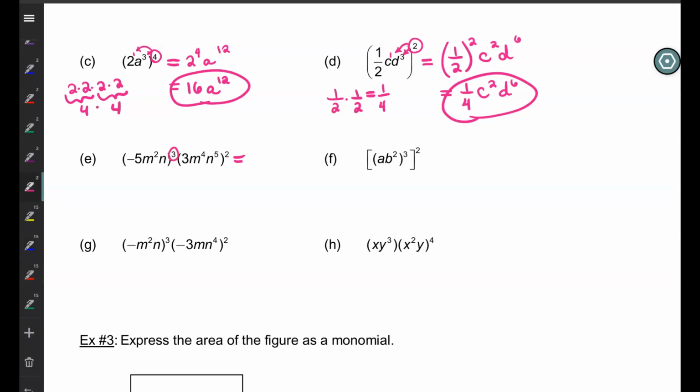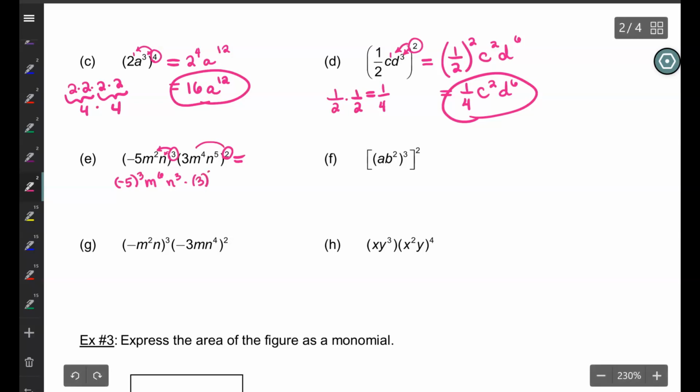Okay, so I have -5 to the 3rd, and we can use our calculators for that. And then we're going to multiply m squared raised to the 3rd power is going to be m to the 6th, and then n to the 3rd power. And we want to multiply that. So let's do the next power. That's going to be a 2 on the outside, so it's going to be 3 squared. Sorry about that. So we have 3 squared, and then multiply the 4 times 2, so that's going to be m to the 8th. And finally we have the 5th power times 2, so that's going to be n to the 10th.